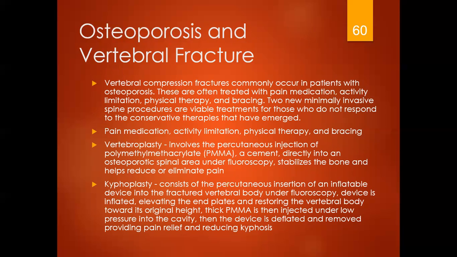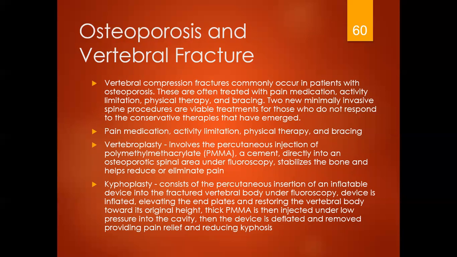Vertebroplasty involves the percutaneous injection of PMMA or polymethyl methacrylate, which is a cement, right into the osteoporotic spinal area under fluoro, and that actually cements it together and keeps it nice and strong. It stabilizes the bone and helps reduce or eliminate pain from the shifting or compression that occurs inside of that porous bone.